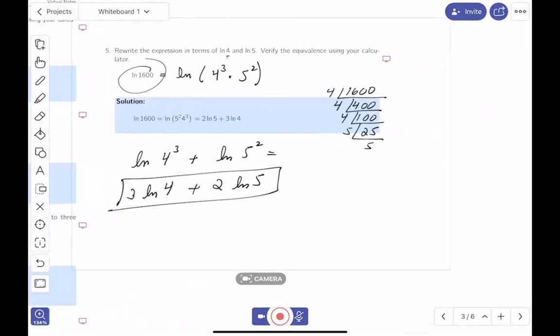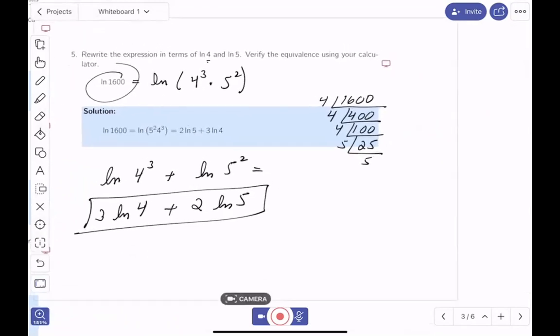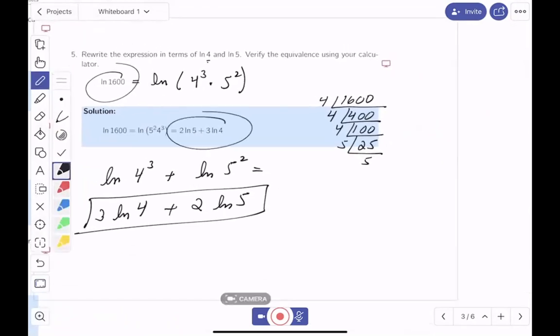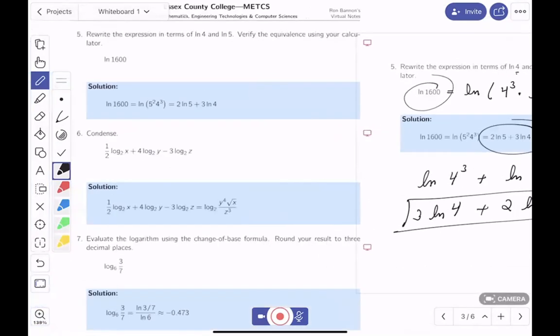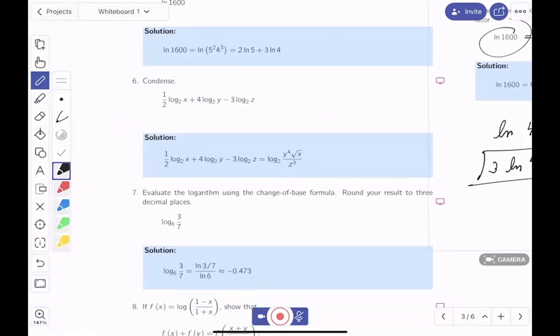Is that answer listed for us? And then make sure that it is. I want to point out that it's over here. It's right here. Again, different order, but it's really the same thing. 2 ln 5, 3 ln 4s. Okay, let's go to the next question, which is number 6.